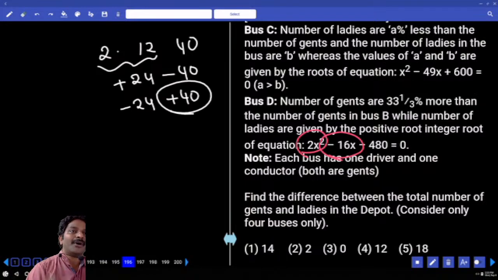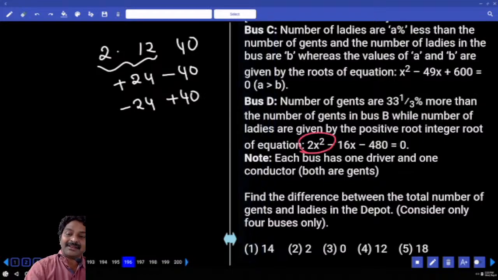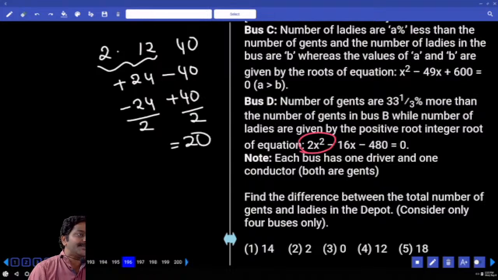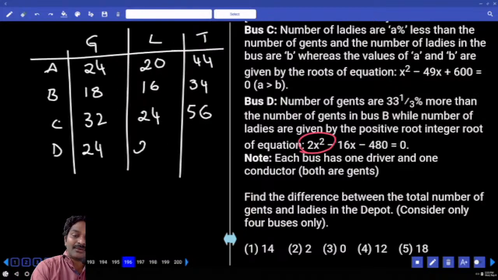So now the positive factor is, come on, divided by 2. We have to divide this with the coefficient of x square, which is equal to 20. So what is the positive factor for this? 20. Who are 20? Ladies are 20. So now it is 20. Total we have 44. And there is a note.